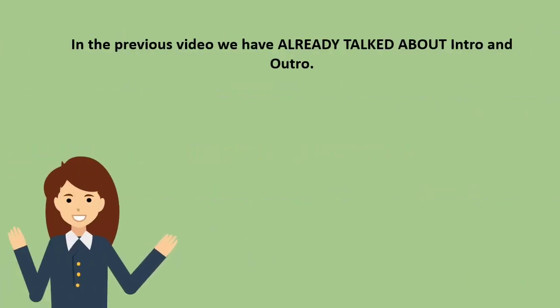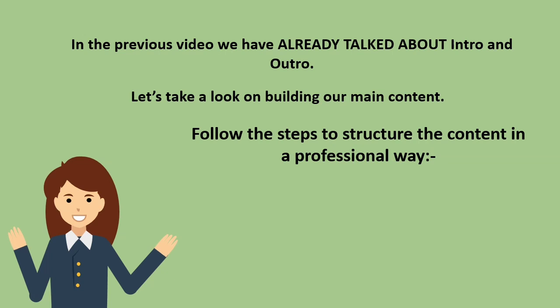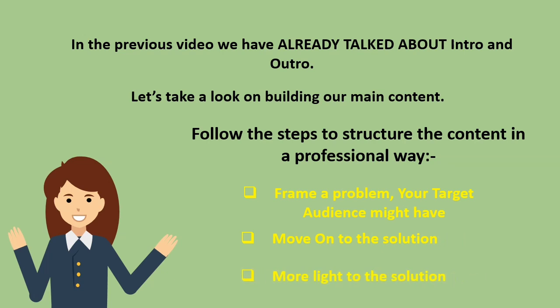In the previous video, we have already talked about intros and outros. So let's take a look at building our main content. Follow the steps to structure the content in a professional way. So what are the steps? The first step is to frame a problem your target audience might have. The second step is to move on to the solution. And the third step is to put more light on the solution. So let's discuss all these three steps.